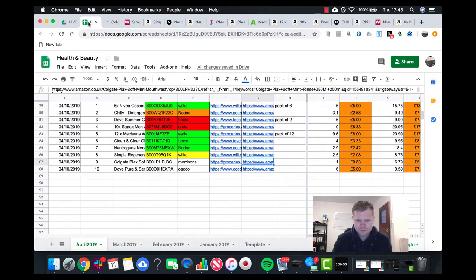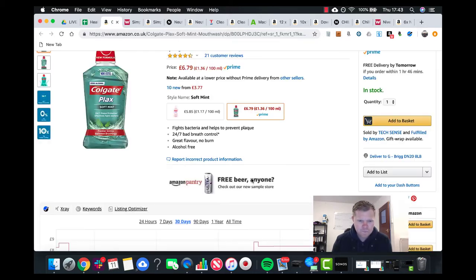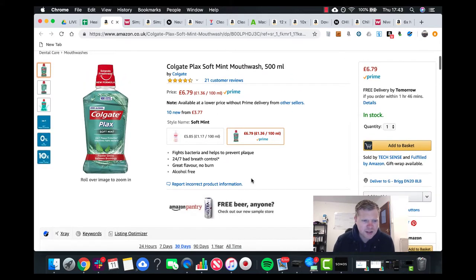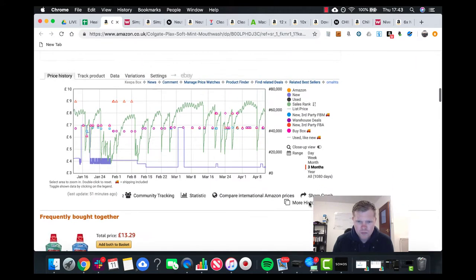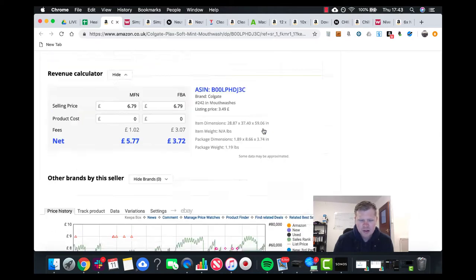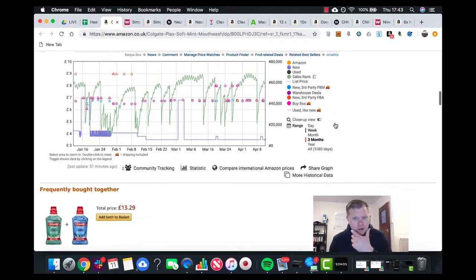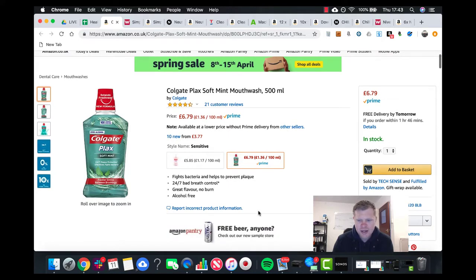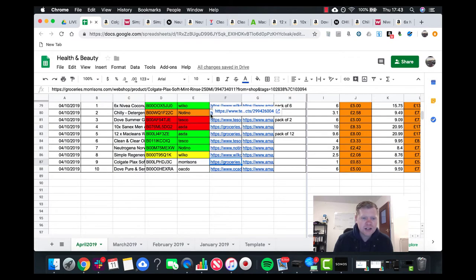£6.79. That's great. So that matches. So it's Colgate Plax, 0 alcohol, soft mint. Yeah, there's a few spikes on that, so that's great. $7.99, $6.79. We're in the health and personal care department on this one. How many sellers? 10 sellers. $6.79 is getting the buy box, so let's check it matches.